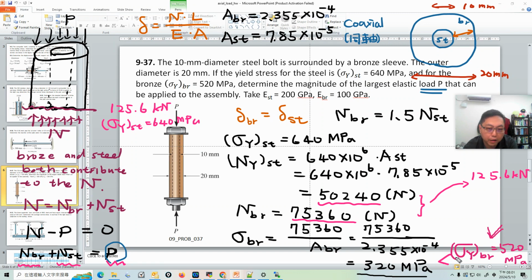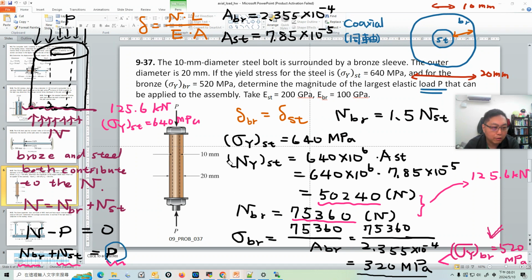But we only tried this one limit here. We have to try the other limit. We'll try the same procedure, but with a limit on the bronze. I don't have space here, so I have to erase this last part. If you want to take notes, please stop or rewind.